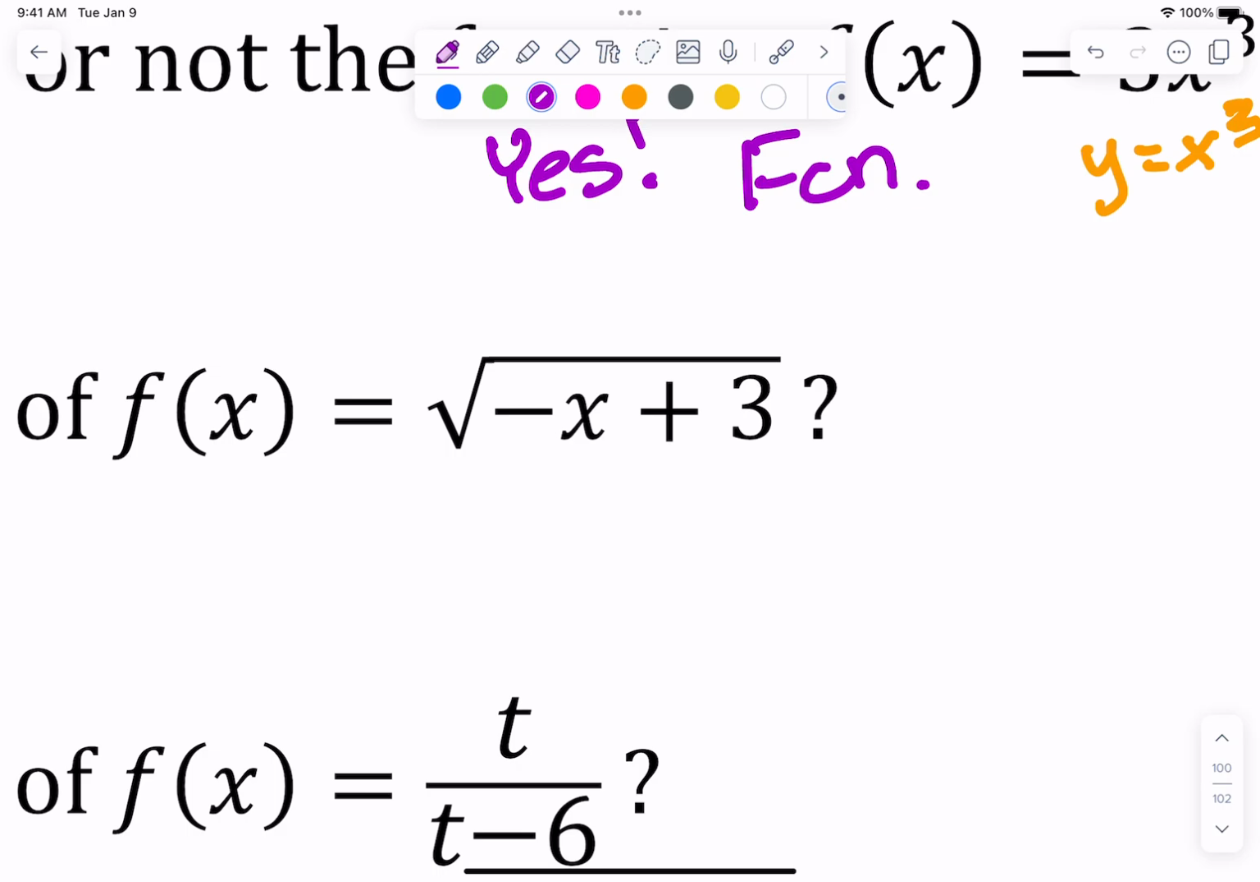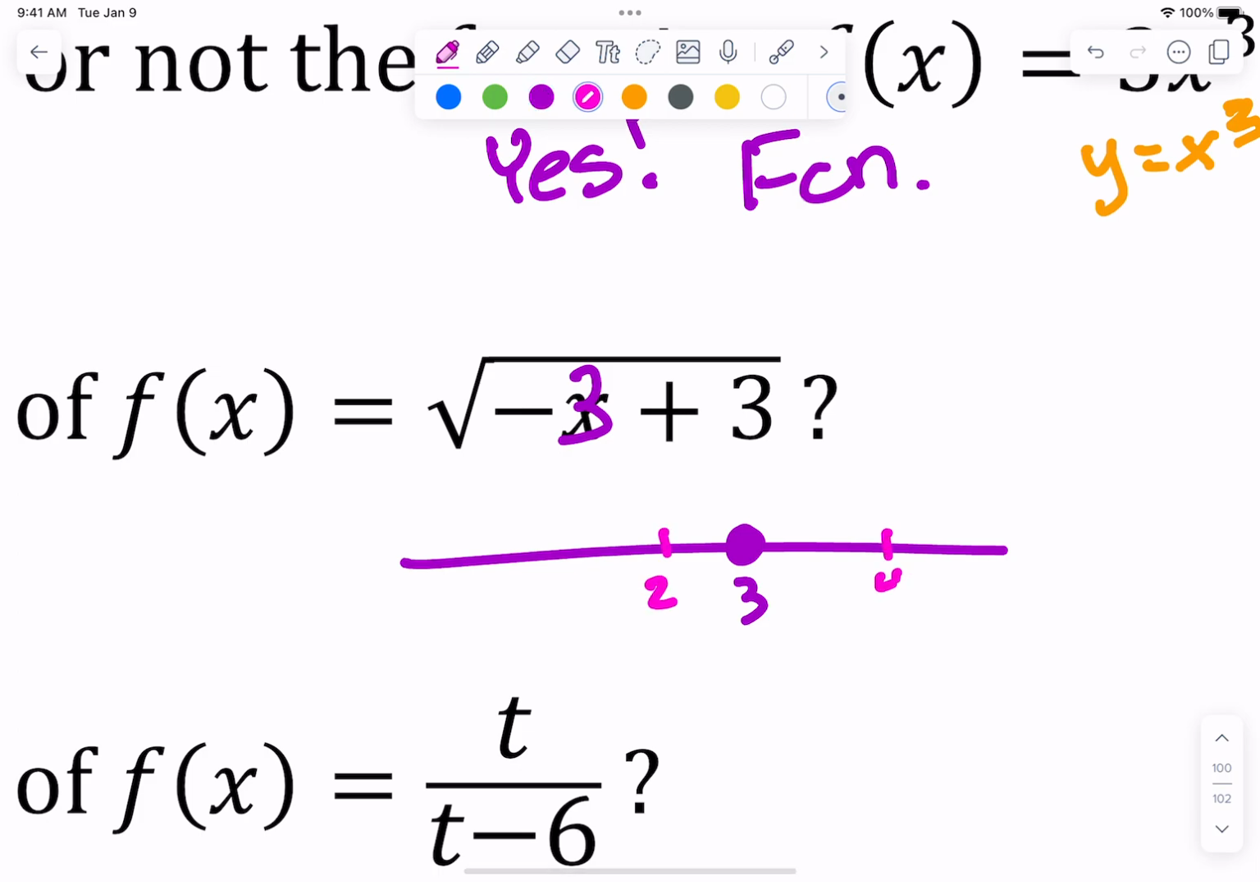So what's the critical number, where does it switch over? What would make it 0? 3. Okay, so I'm going to slap it on a number line. If you ever get stuck, slap it on a number line. If I plug 3 in for x, I will end up with 0. Can I take the square root of 0? Yes. So I'm going to put a solid circle on 3, because it can be 3. Now let's test: let's plug in 2 and 4. Which one does not work? 4.